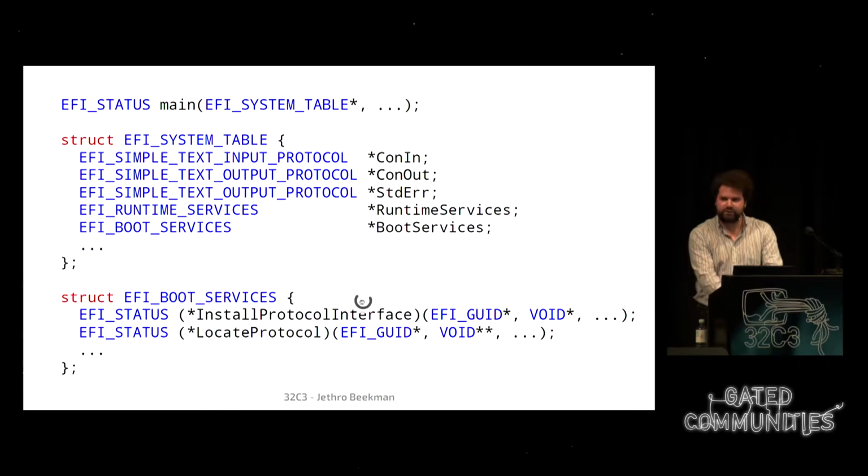The boot services structure contains a bunch of function pointers, including these install protocol interface and locate protocol functions. The install protocol interface allows a module to install a protocol interface specified by a particular GUID, and the interface is then specified by just some pointer. Then later, another module can call a locate protocol function with the same GUID, and they will receive a pointer to this interface that was previously installed by the other module.